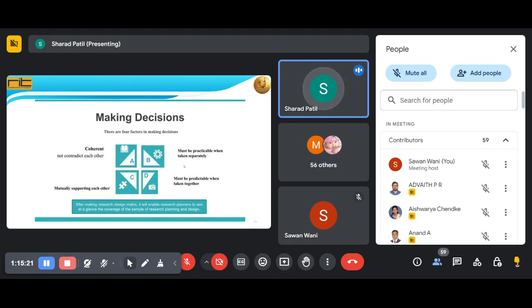There are four factors in making decisions that are shown here. The first one is coherent decisions, that is, decisions not contradicting each other. So your results are straightforward, and these results are not contradicting. Means what?